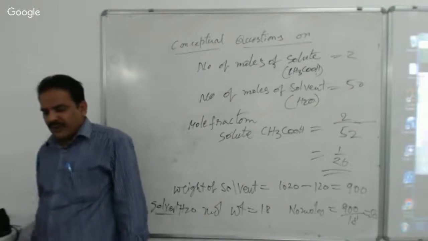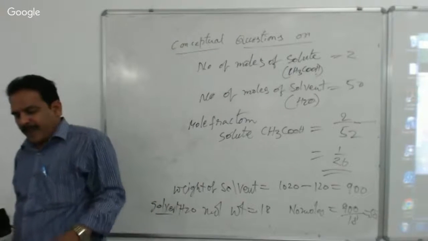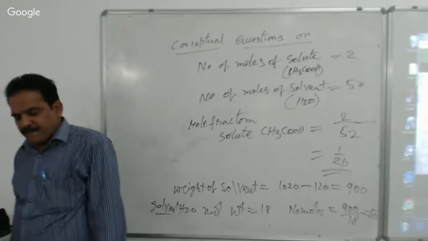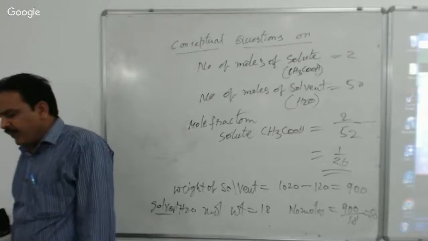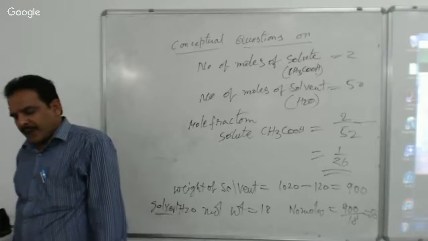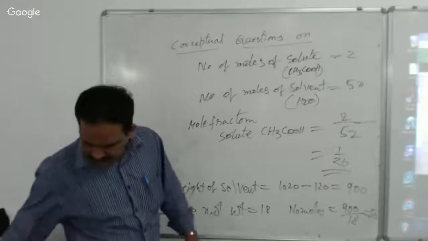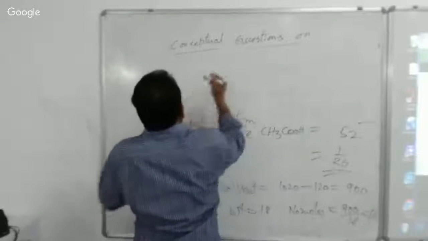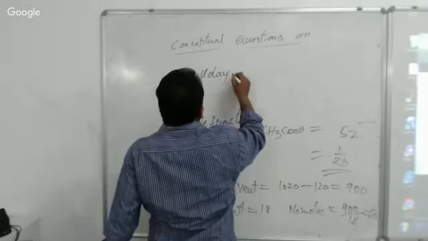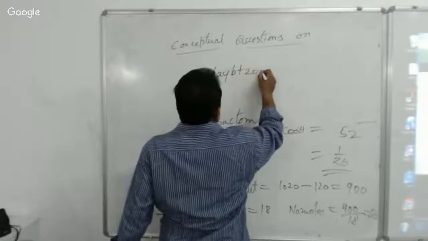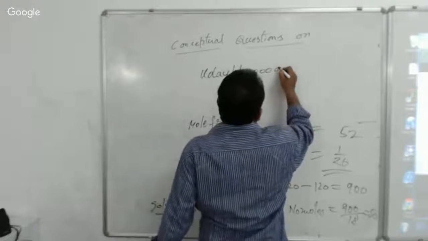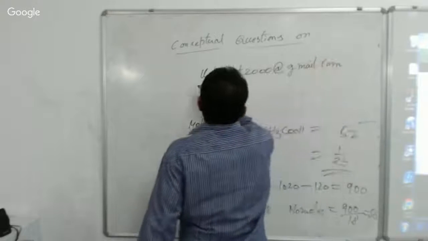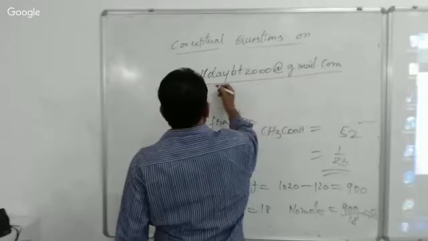Please note down my personal email address. Uday BT, B for Bombay, T for Tata. Sir, can you write it on the board? Yes, I will write it on the board. Uday BT 2000 at gmail.com.